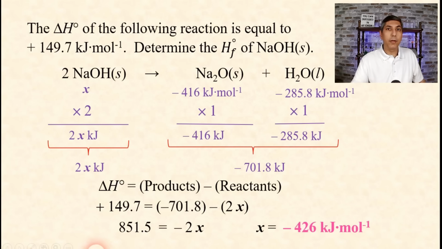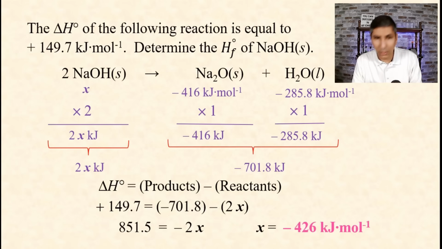So we can calculate the enthalpy of formation of a missing value. Sometimes they might give you the enthalpies of formation of all the reactants and products, and all you have to do is solve for the overall delta H. And that's probably the way that most students learn how to do these problems.